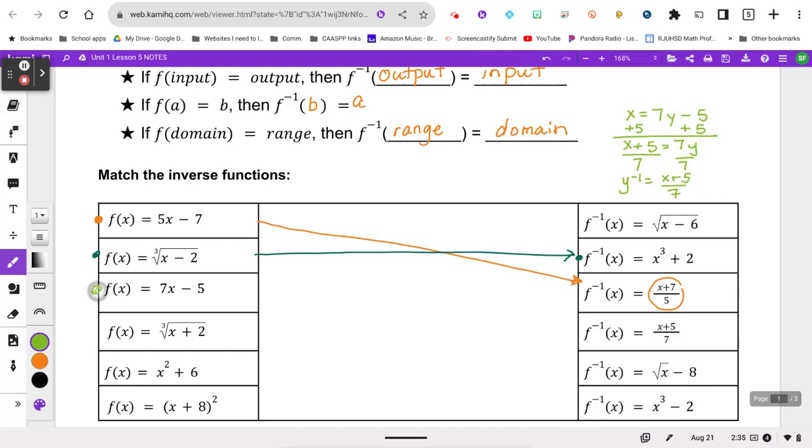So for this problem, we can see it's right down here. And remember, y inverse is the same as f of x inverse. Same exact thing.